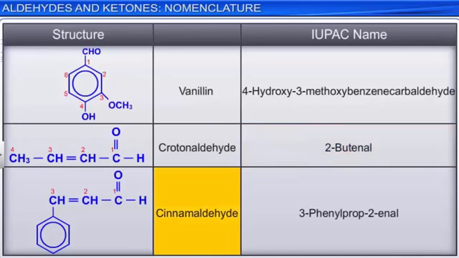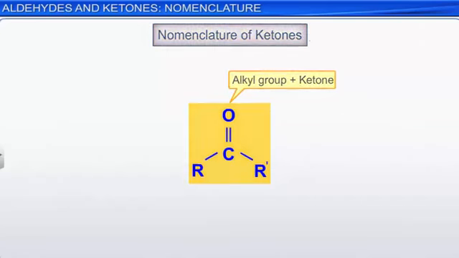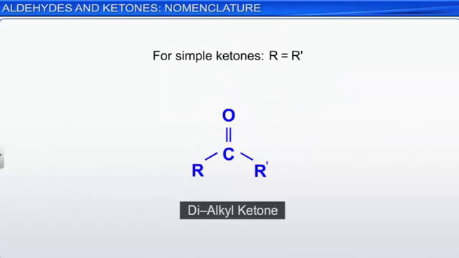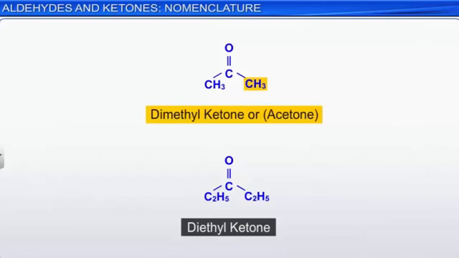Let us now turn our focus to the nomenclature of ketones. In the common system, ketones are named simply by adding the suffix ketone to the name of the two alkyl groups. In case of simple ketones, where both the alkyl groups are the same, the prefix di is used for the alkyl group. For example, the compound CH3-C(=O)-CH3 is named dimethyl ketone or simply acetone, while C2H5-C(=O)-C2H5 is named diethyl ketone.